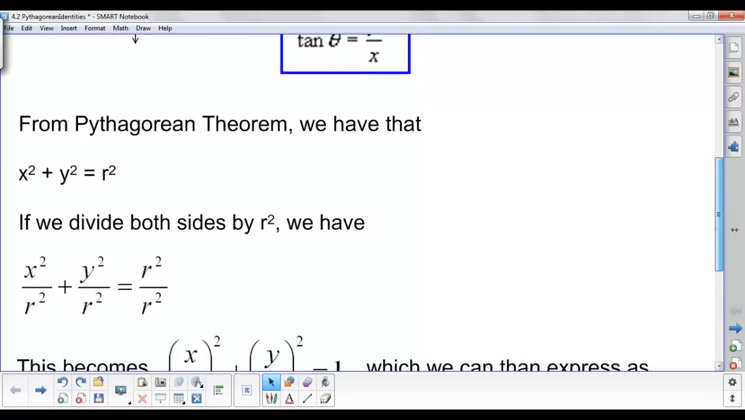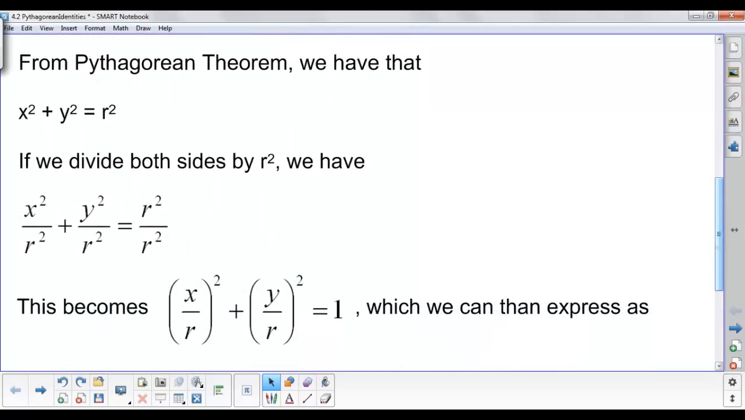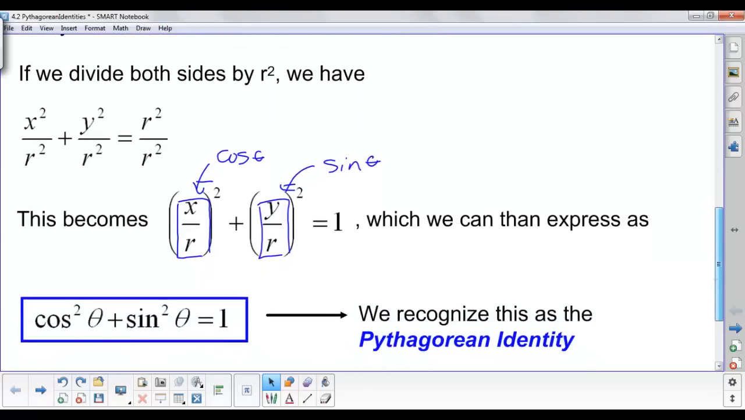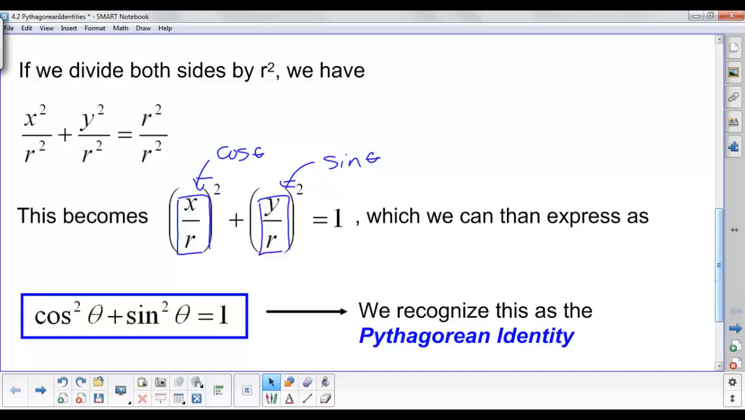On the left side, if I have x squared over r squared, I could just as easily write that as x over r all squared, because the squared part applies to both the numerator and the denominator. Now we should recognize that x over r, as we've seen above, is just equal to cos of theta, and y over r is equal to sine of theta. So we end up with the Pythagorean identity you would recognize at this point: cos squared theta plus sine squared theta equals 1.